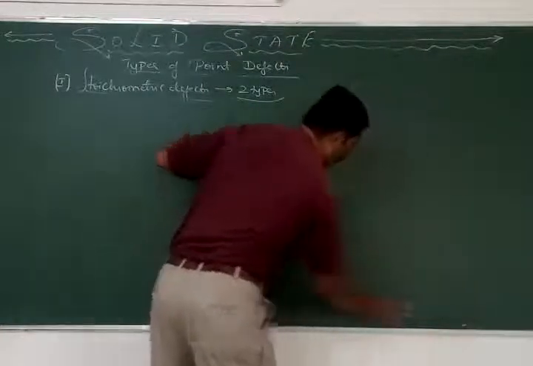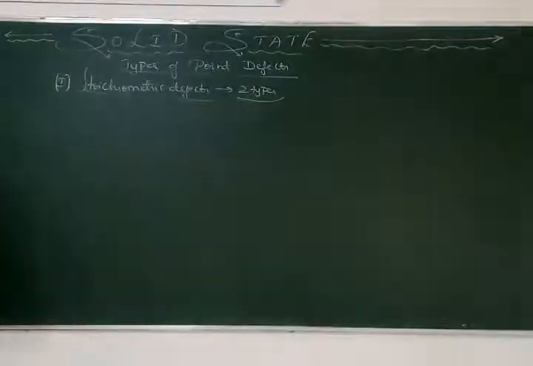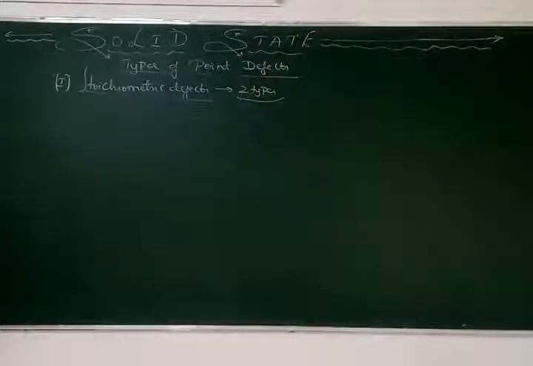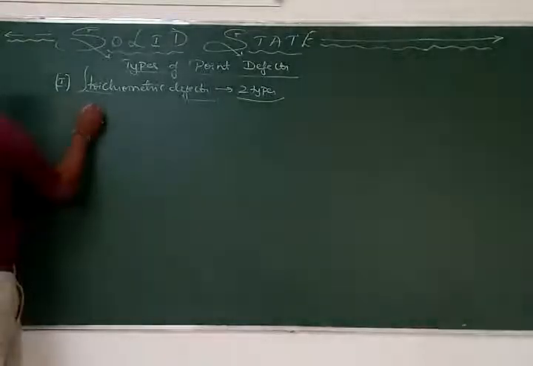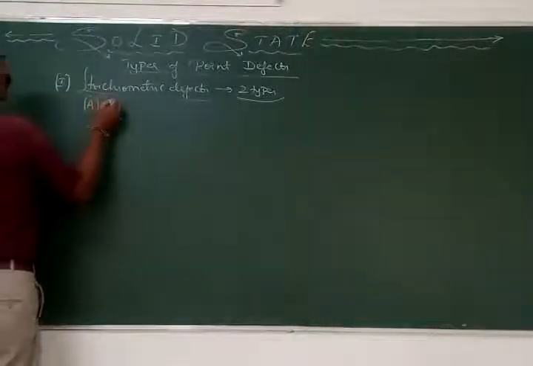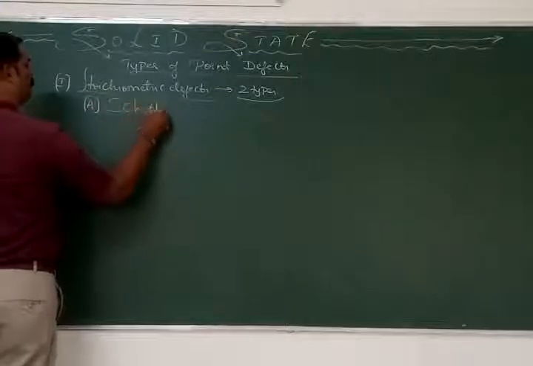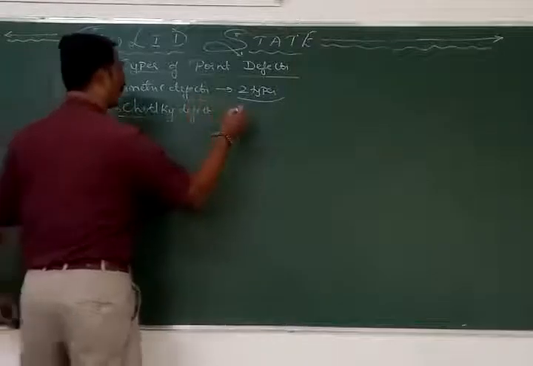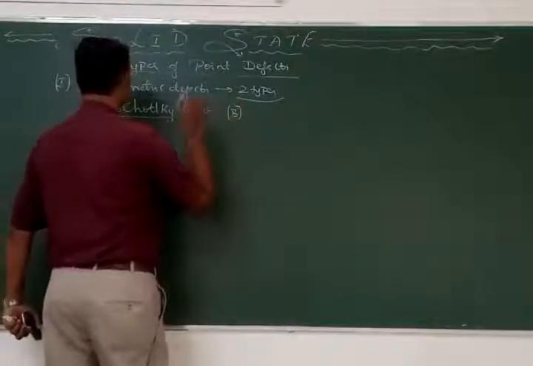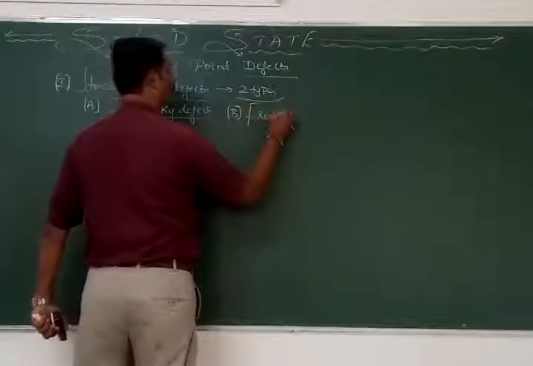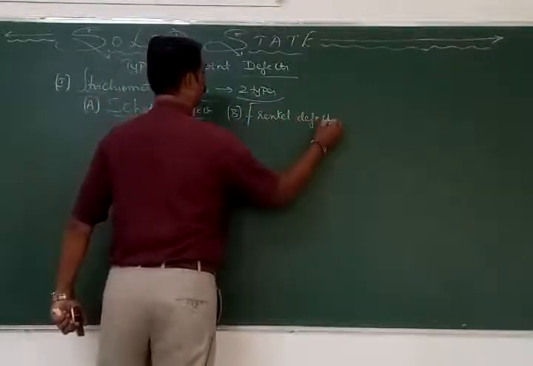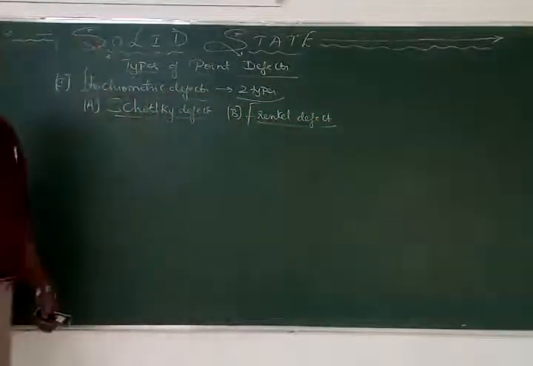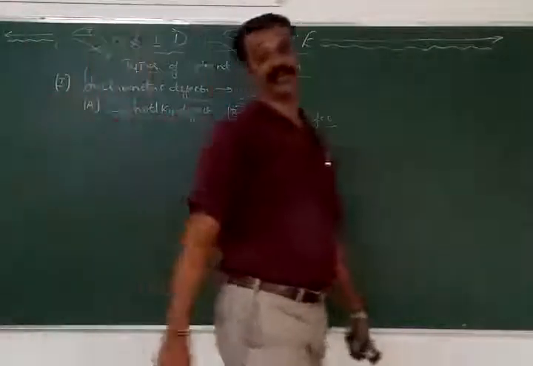the Schottky defect, whereas the first one is Schottky defect. And then the second, B, is called the Frenkel defect. So here these two are strictly with respect to ionic crystals.